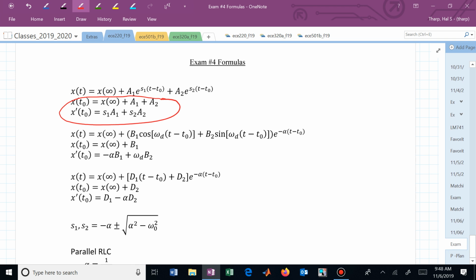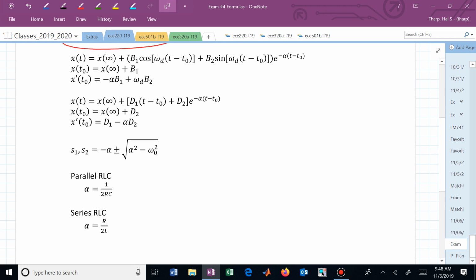And what we will do next time is we'll find alpha for series. We've done the parallel. We've done everything except figuring out what's the structure of our characteristic equation when we have a series RLC circuit.